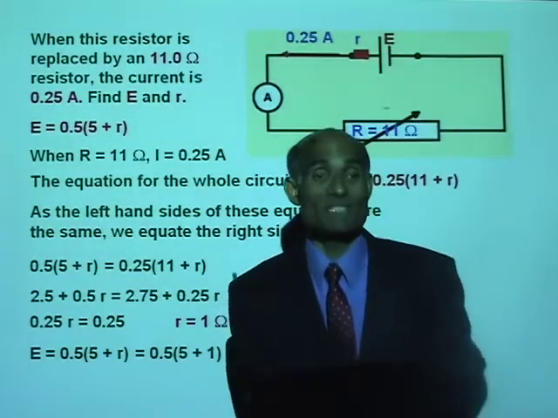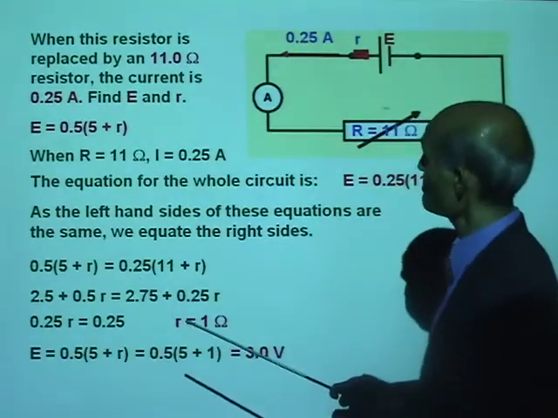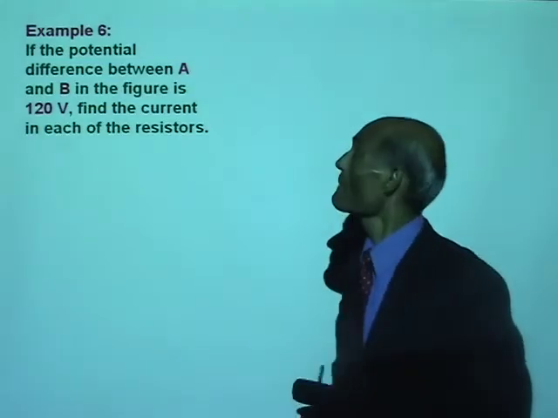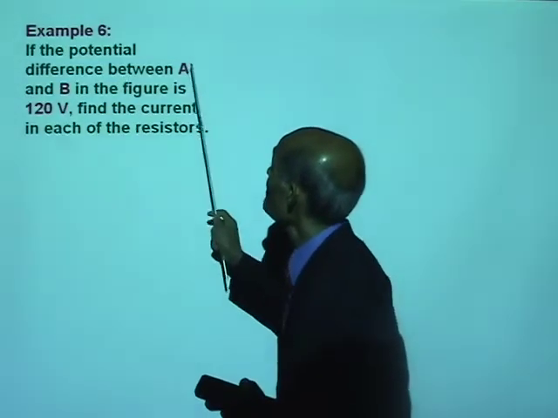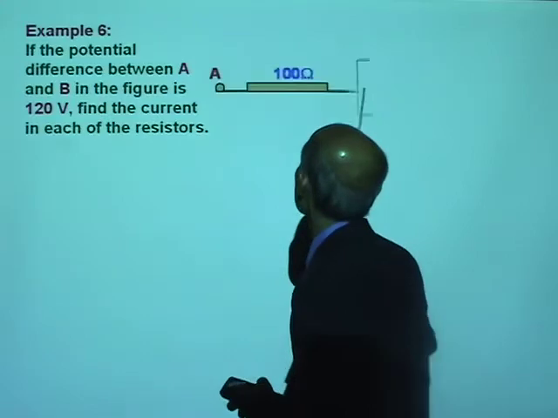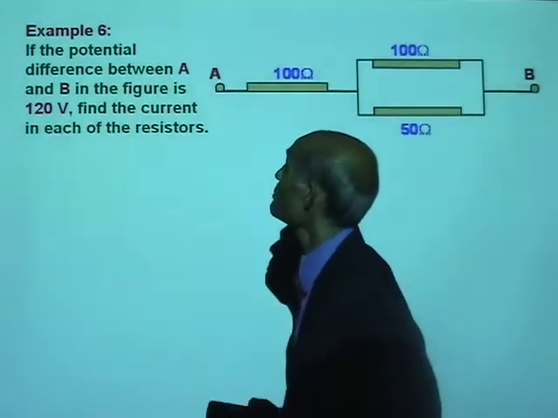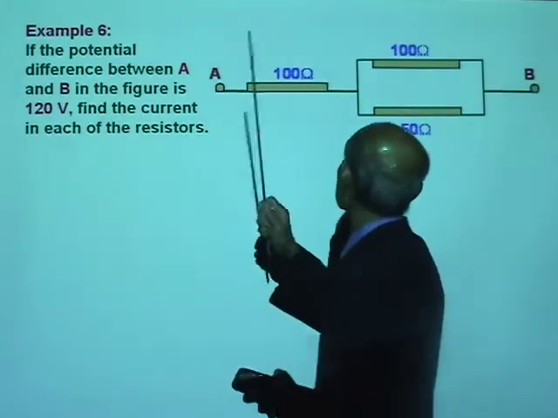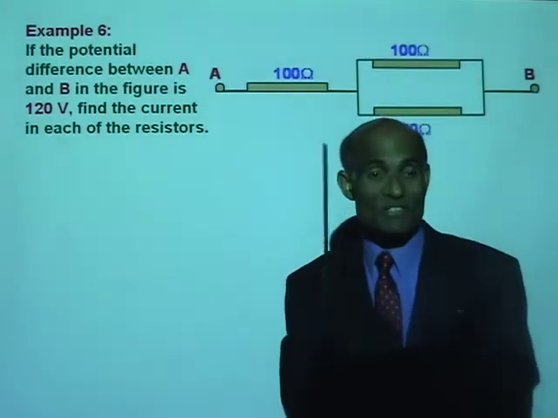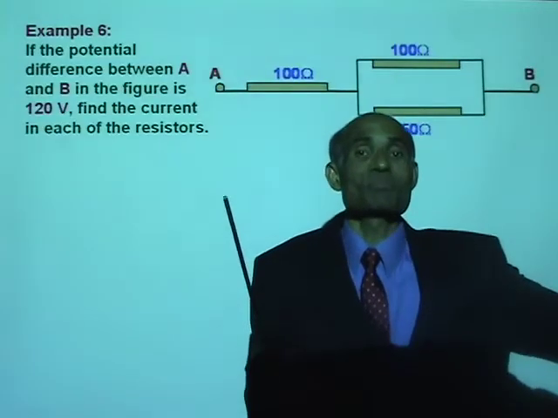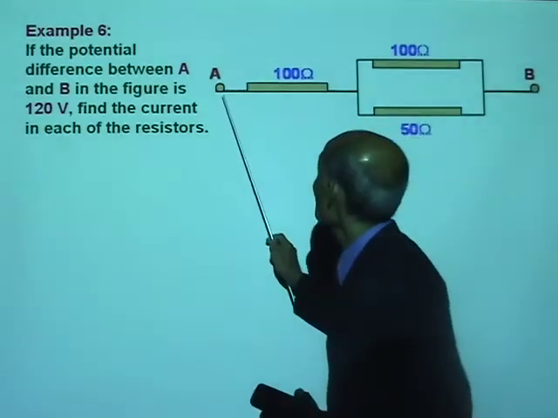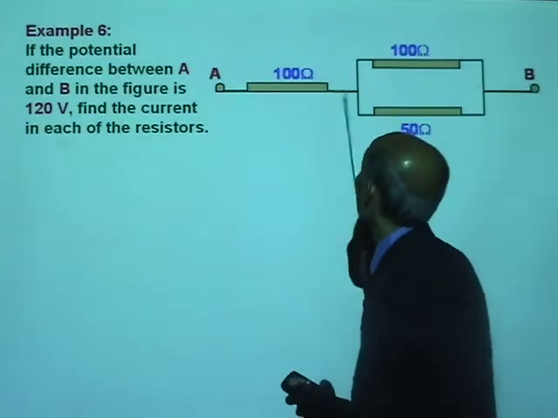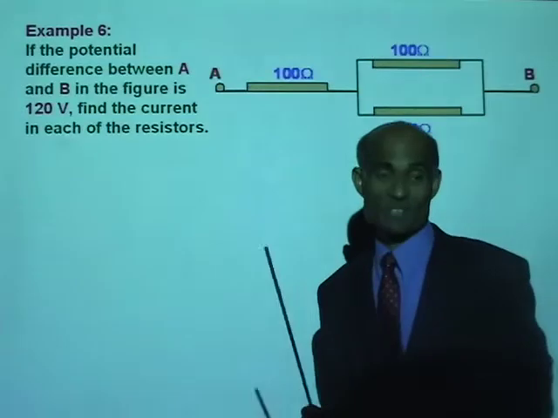Again, a very important type of problem that you should be able to do. Alright, let's do another example. If the potential difference between A and B in the figure here is 120 volt, find the current in each resistor. Actually, this is a similar problem to the one we did previously. We know the total potential difference, and we can therefore find the current in each resistor.